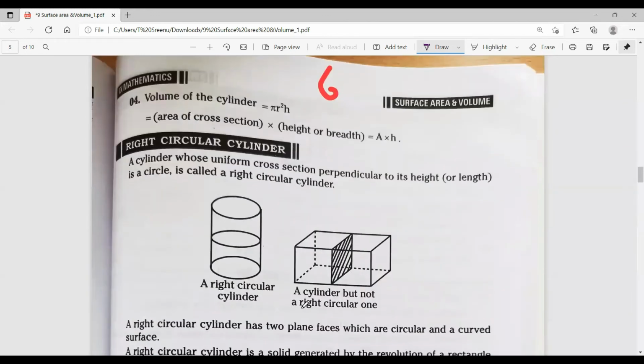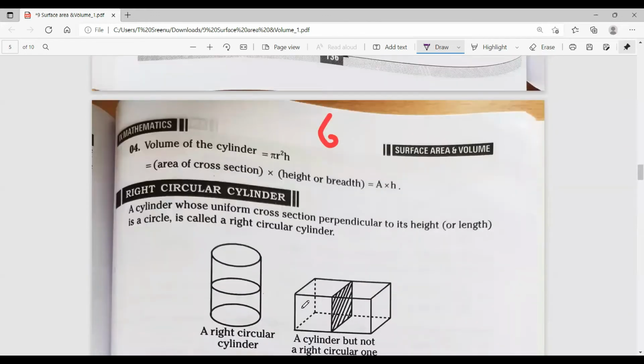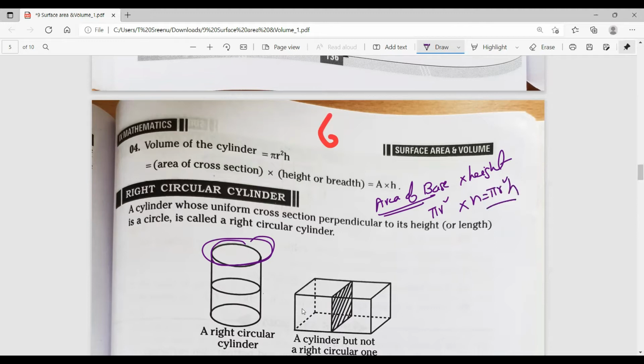Next diagram. Volume of the cylinder. Volume is always area of the base into height. The formula for volume is area of base into height. Area of base, area is like a circle. Circle only, no? Circle area, what is the formula? Pi R square. Height is H. So the answer is pi R square H. This is the formula.